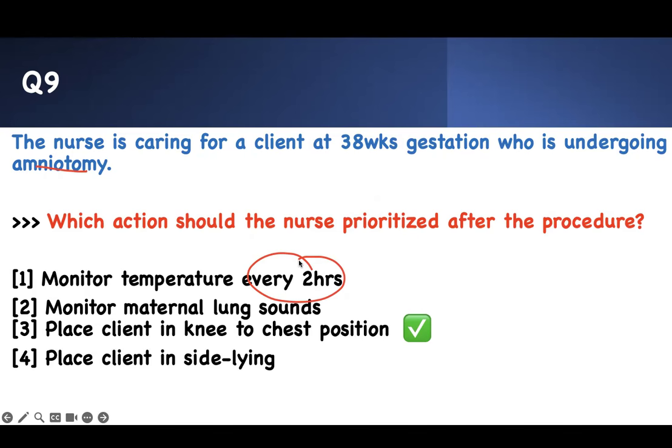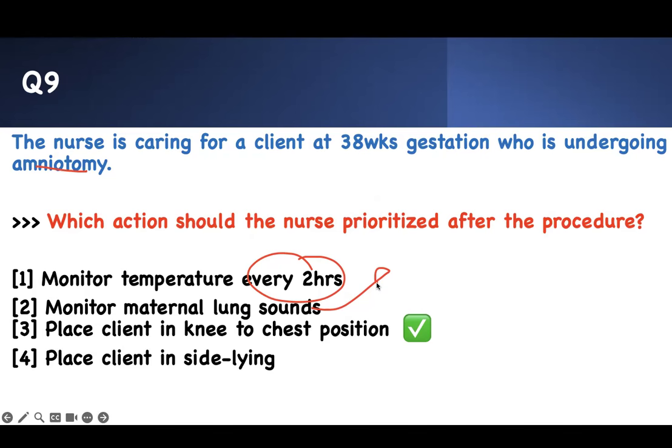Checking for maternal lungs is a trap. A lot of people will pick lung because they see lung, but it has nothing to do with what? Mommy. With amniotomy, the only thing mommy will have is a mild abdominal pain. It's all about the baby. Everything is about the baby in this situation.